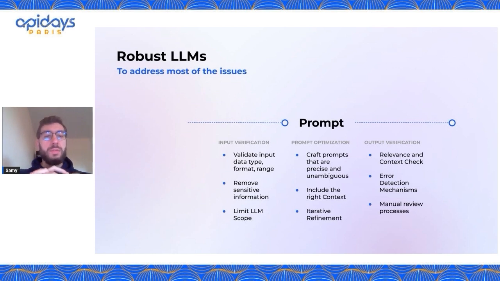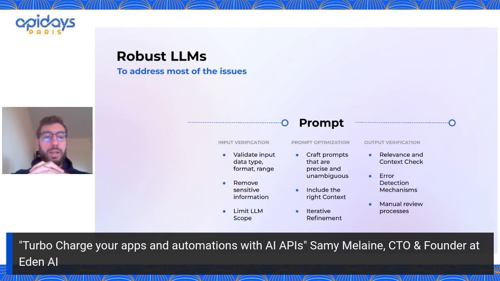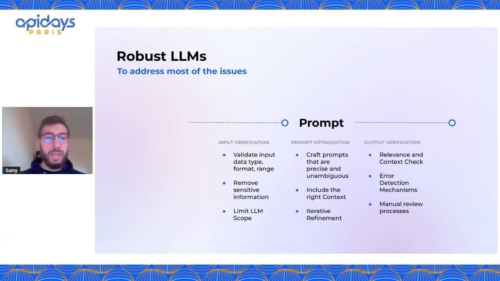So if you have different users using your AI, then you can separate the data, saying this user can interact with this data, this user can interact with that data, etc. You need to craft your prompt to make it as precise as possible, include the right context into it, and iterate as much as possible to make it as reliable as possible.